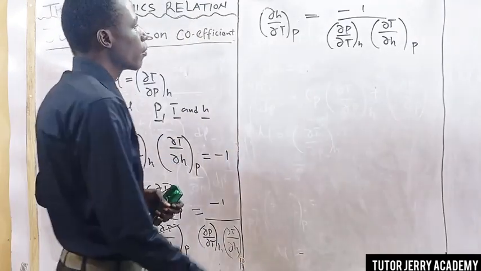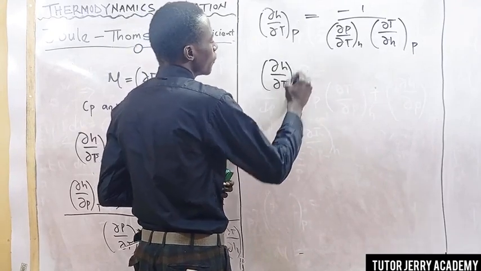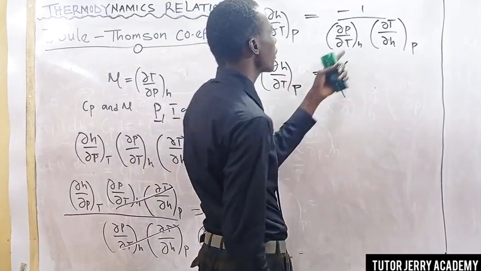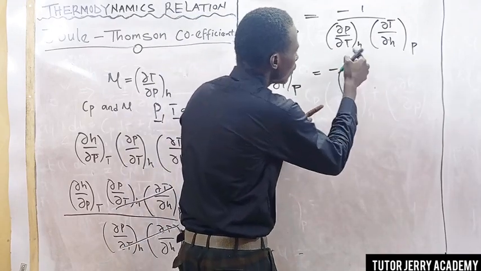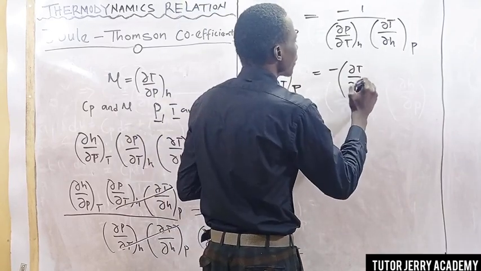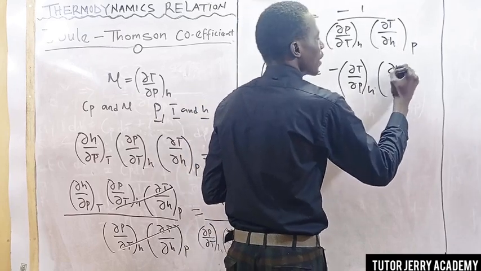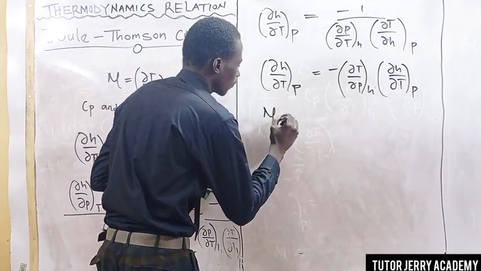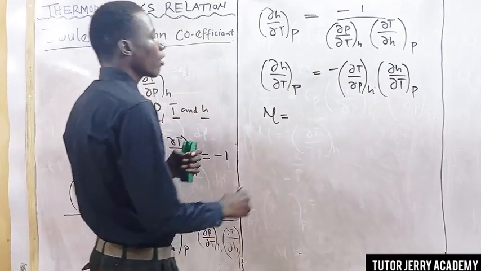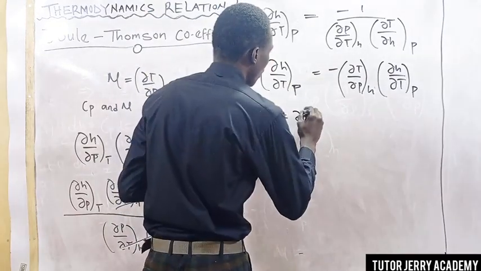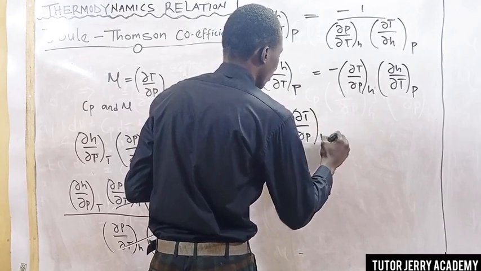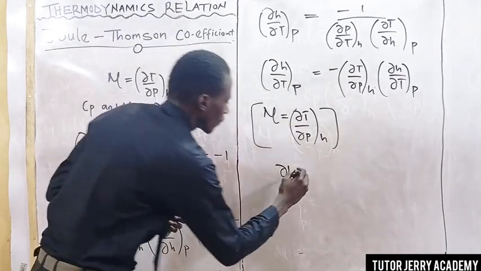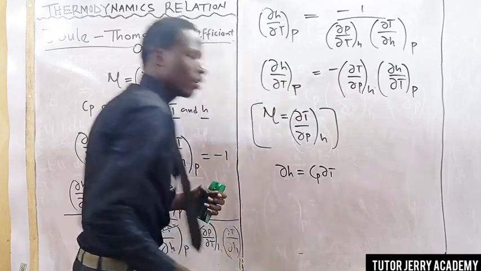If we take the inverse of this, we have the partial derivative of H over the partial derivative of P, keeping T constant, equal to minus the partial derivative of T over the partial derivative of P, keeping H constant, into the partial derivative of H over the partial derivative of T, keeping P constant. Mu, which is the Joule-Thomson coefficient, is equal to the partial derivative of T over the partial derivative of P, keeping H constant. We know this, and we also know that the partial derivative of H is equal to Cp times the partial derivative of T.